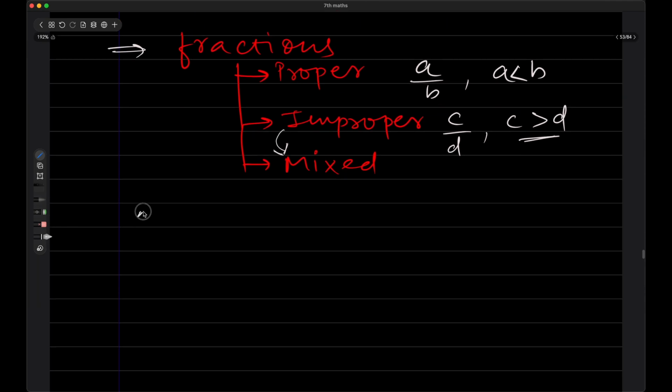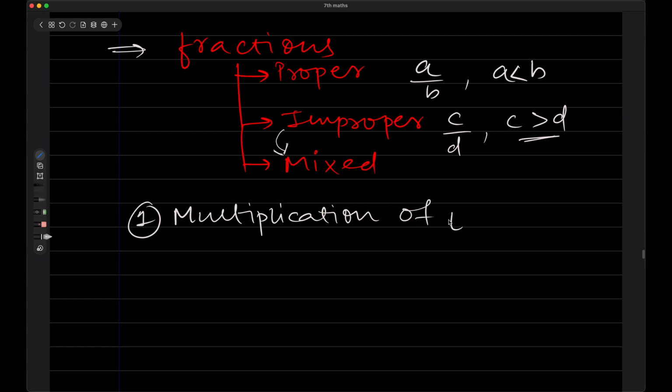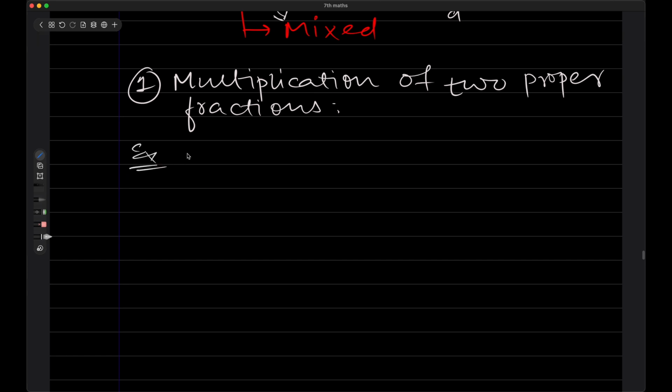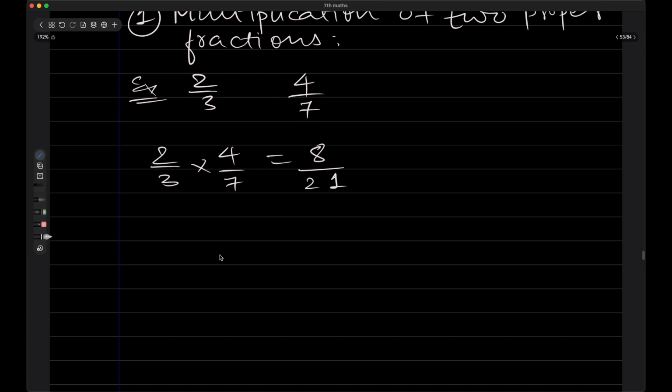We have already covered these three fractions in detail. Now let us start with the multiplication of two proper fractions. If I take, for example, 2 divided by 3 and 4 divided by 7 and multiply this, that is 2 divided by 3 into 4 divided by 7, that is equal to 2 4s are 8, 3 7s are 21.